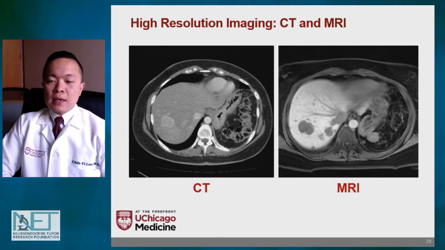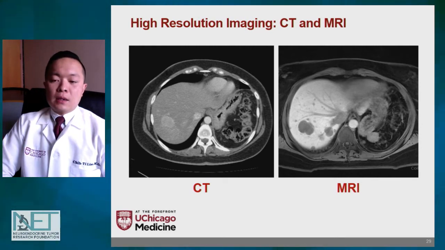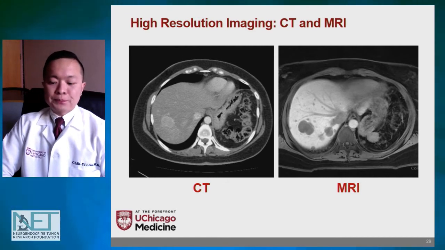On the right-hand side, you can see what these tumors look like under the MRI. As you can see, in this particular instance, the MRI really gives a much clearer picture of the liver tumors. And in fact, you see many, many small liver tumors that are more visible on this MRI.